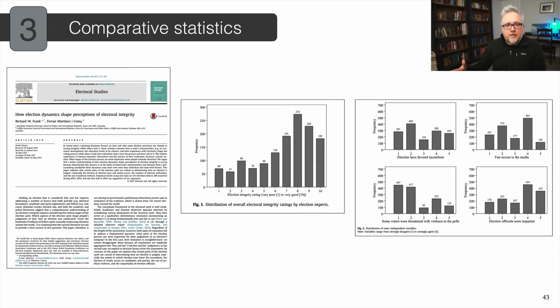The most frequent category that we're going to be looking at in this class are just comparative statistics, aggregate comparative statistics to be specific, and that is statistics on individuals aggregated to the group level, or individual surveys when people's results are compared against each other.